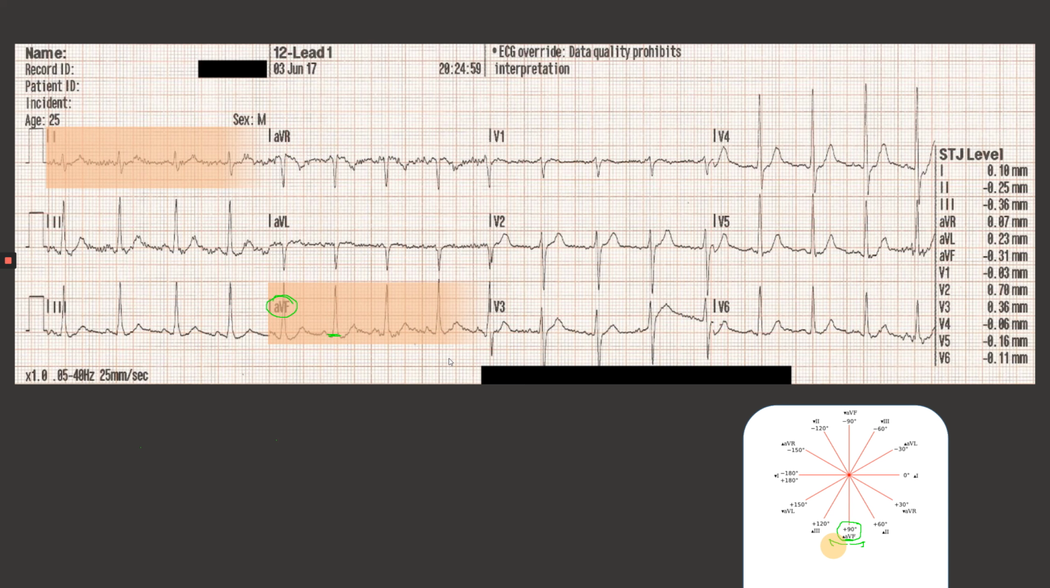And like I said, each lead has a complementary one. Lead 2 and AVL, they're complementary of each other. Lead 3 and AVR, they're complementary of each other. So you imagine kind of like this big X looking thing right here.